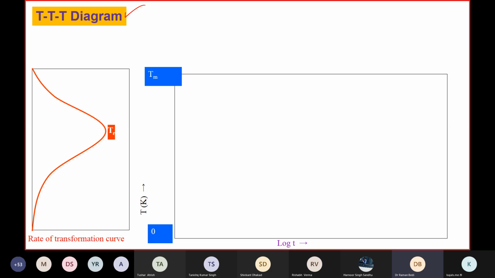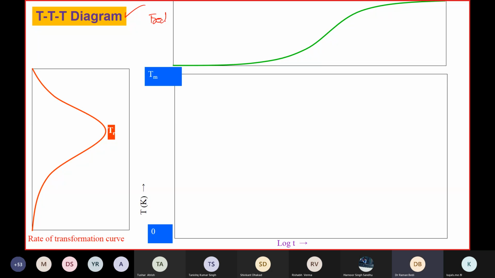So you have the rate of transformation curve, which I've already explained. Then you have this, which we call the fraction transformed curve. You can plot this fraction transformed at different temperatures. And here we now plot temperature versus time, log t. So you are plotting temperature versus log t.